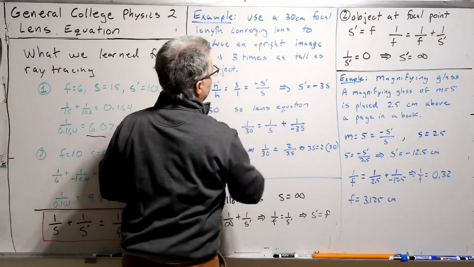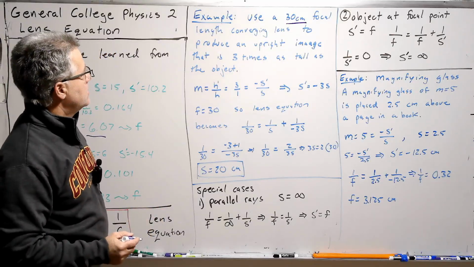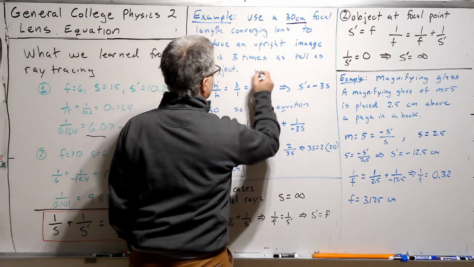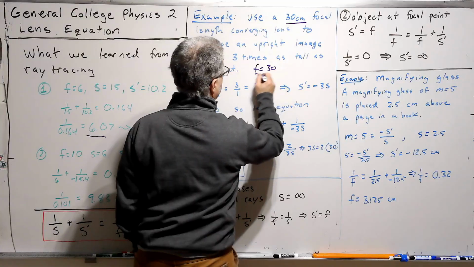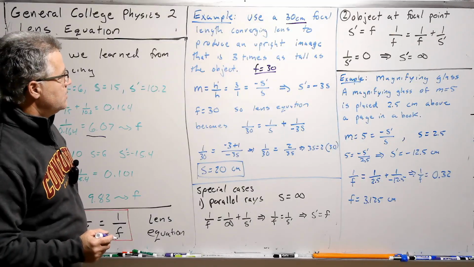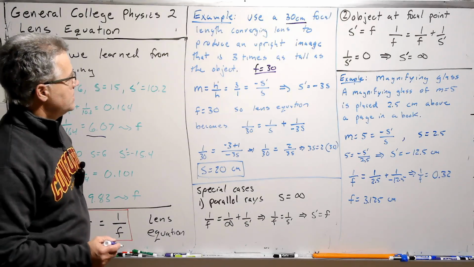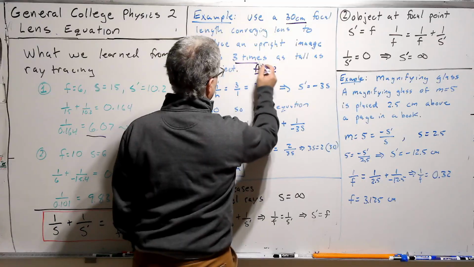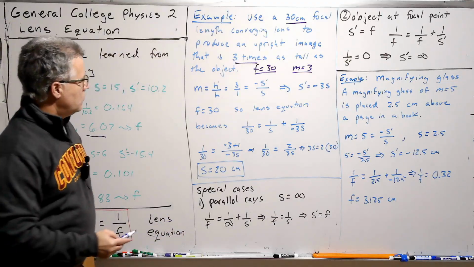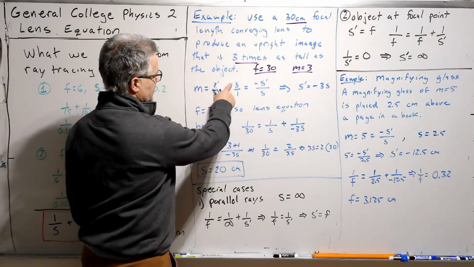Let's say we're given a 30 centimeter focal length converging lens, so F equals 30 is given, and we want to produce an upright image that is 3 times as tall as the object. So what does this 3 times mean? This means that the magnification is equal to 3. Well, what do we know about the magnification? That's h prime over h, and we're told 3 times as tall.